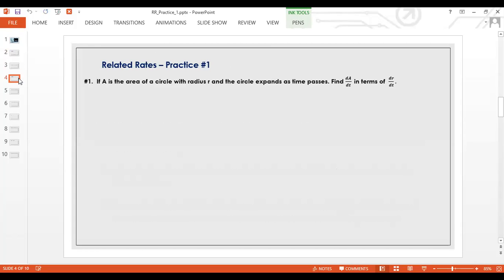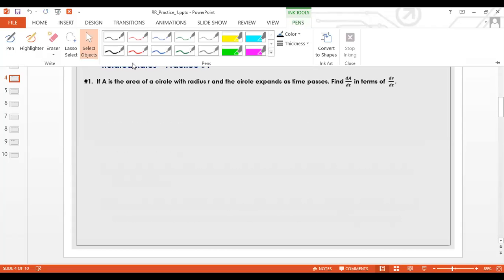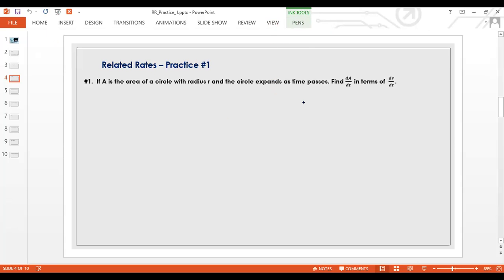The first thing here: A is the area of a circle with radius r, and the circle expands as time passes. Find dA/dt in terms of dr/dt. Like during the lecture, we know the related rate. What do we need to do? First, we set it up, and then we find a relation for the variables. This one is pretty straightforward.